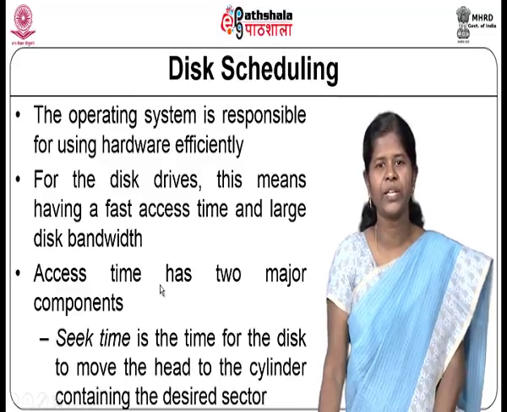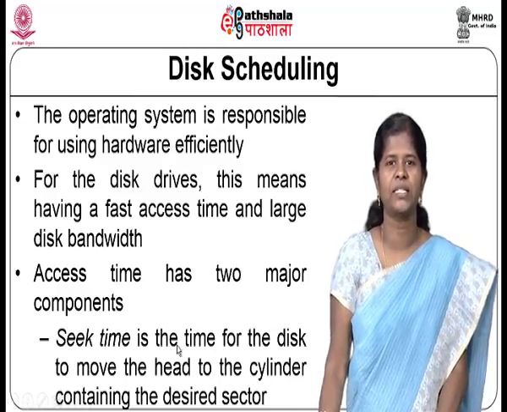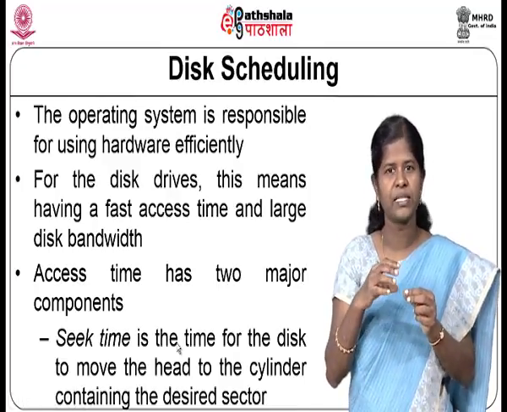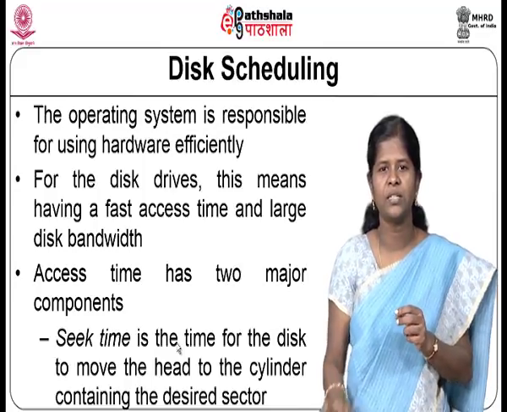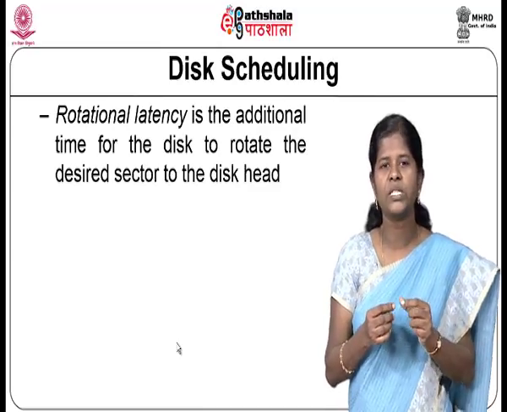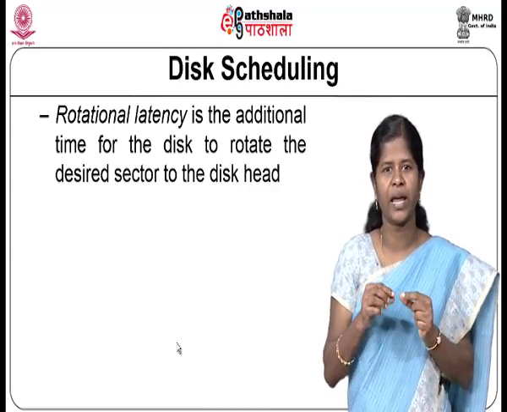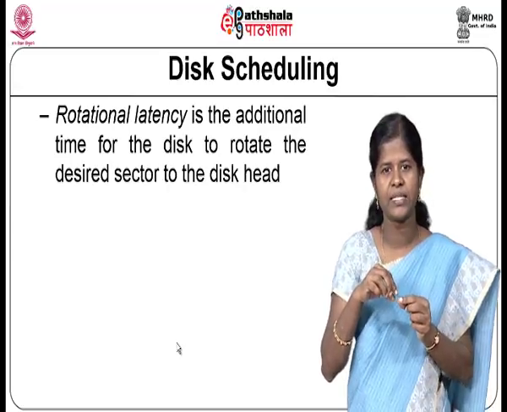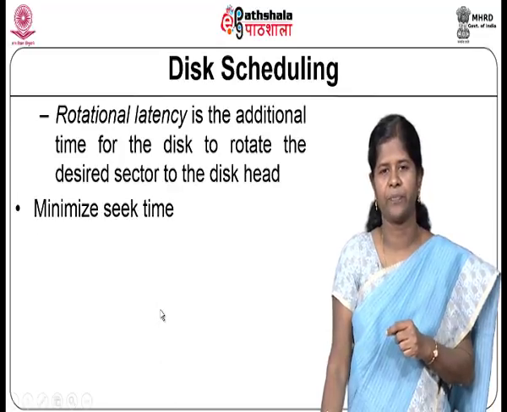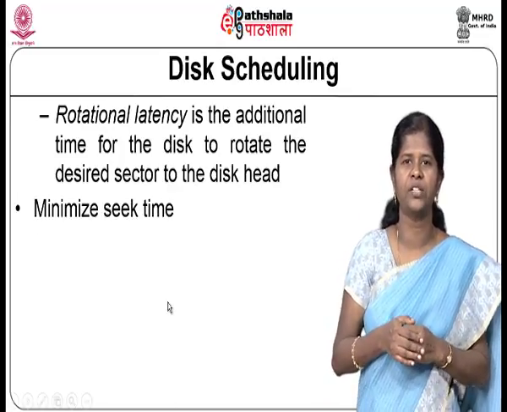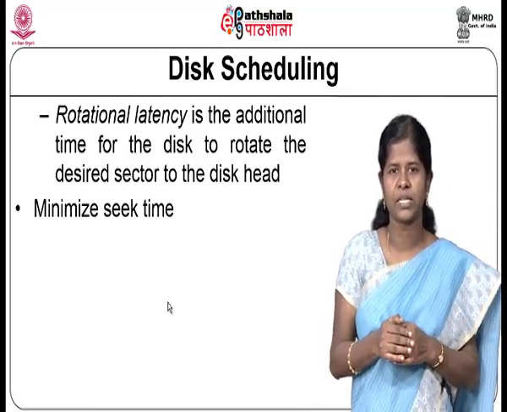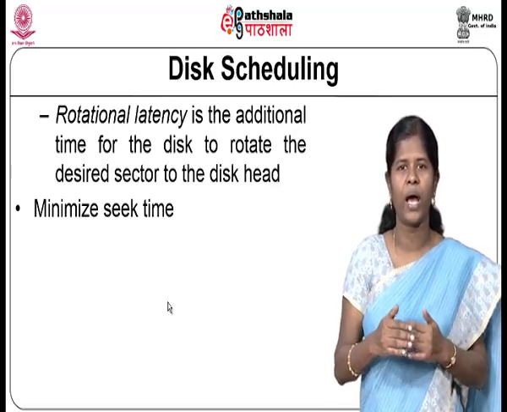The time needed for the head to move to the cylinder is the seek time, and once the head is on the appropriate cylinder, the disk has to be rotated so that the actual track is brought below the head. This is called rotational latency: the time needed for the disk to rotate the desired sector under the disk head. What we need to do is minimize the seek time. Whenever you access contents from the disk, the seek time should be as low as possible.